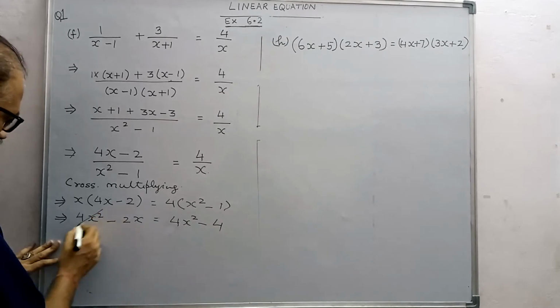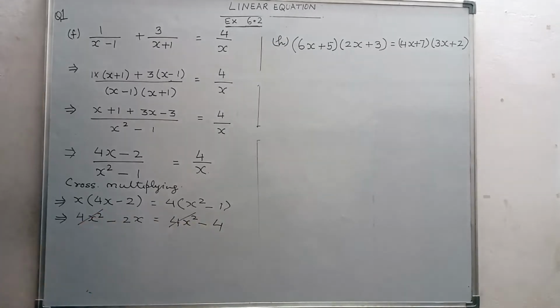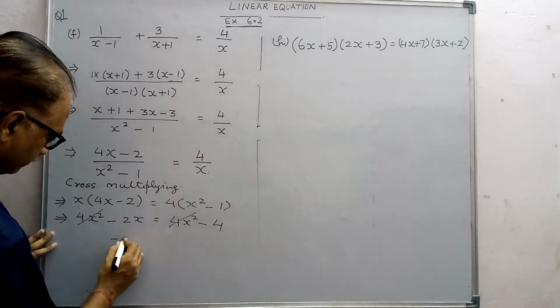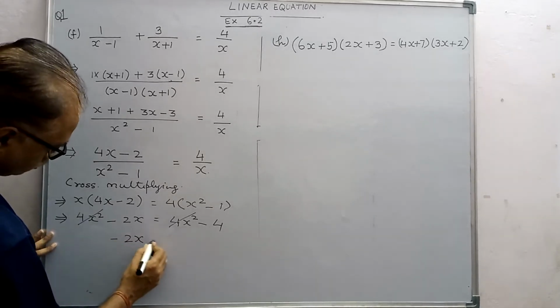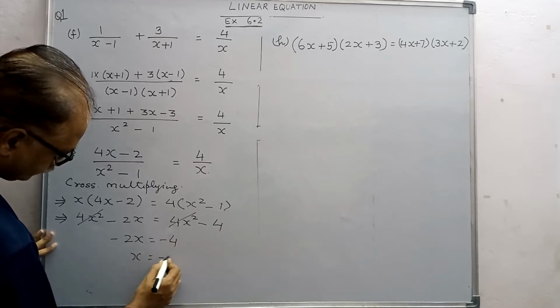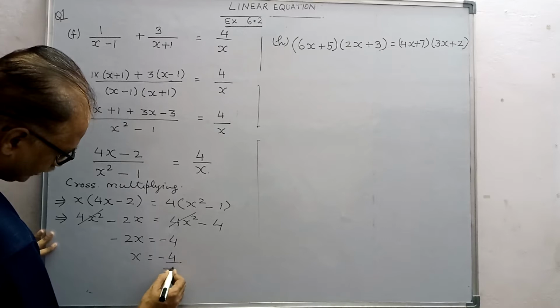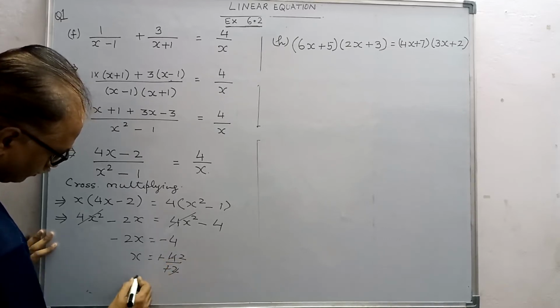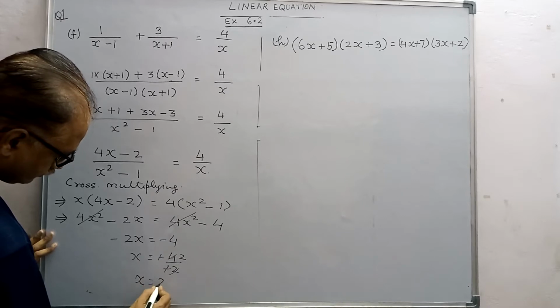So here 4x square on this side and 4x square on this side will be cancelled. You get minus 2x is equal to minus 4, x is equal to minus 4 upon minus 2, minus minus cancelled, 2 1s are 2, 2 2s are 4. X comes to be 2. That is the answer for this question.